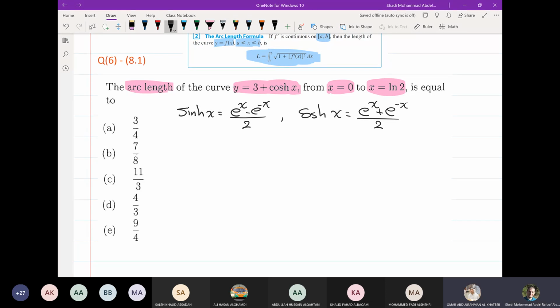Doctor, 1 plus sine hyperbolic squared equals cosine hyperbolic squared, right? Yes, another hint here. This is the identity between cosine hyperbolic and sine hyperbolic: 1 plus sine hyperbolic squared of x equals cosine hyperbolic squared of x. Yes, you are right. This is all you need in this question, these 3 rules.